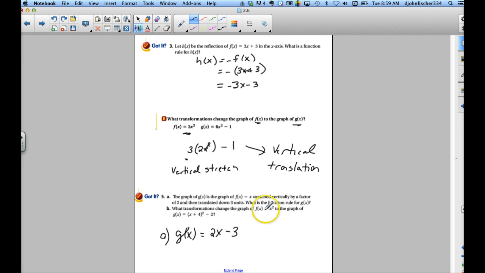What transformations change the graph of x squared to the graph of this? Well, there's actually a couple here. First of all, if we're looking at part B here, now we have a parentheses. A parentheses moves the graph left or right, so what makes it 0? You notice on here, x plus 4 is 0 at negative 4, so this is going to move it to the left. Move my whole graph to the left 4 units. And then the minus 2 is going to be down 2 units. So that's what's going to happen on that graph.